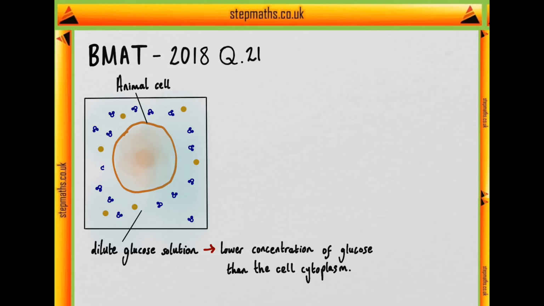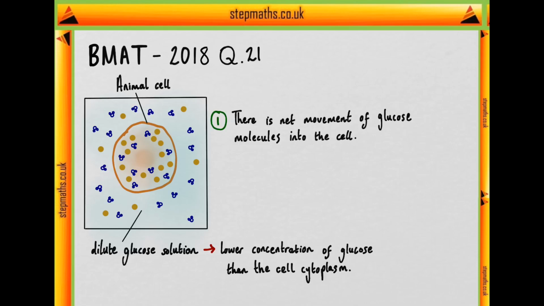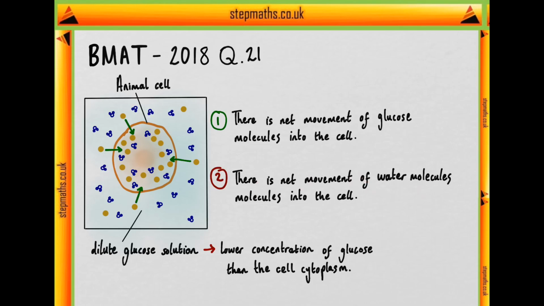So the cell cytoplasm is a solution in its own right, with its own water and glucose molecules, and we're told there's a higher concentration in the cell cytoplasm than in this more dilute glucose solution. We're then told two very important facts: that there's net movement of glucose molecules into the cell, represented by these green arrows, and there's net movement of water molecules into the cell, which is the movement of these blue water molecules via these red arrows into the cell.